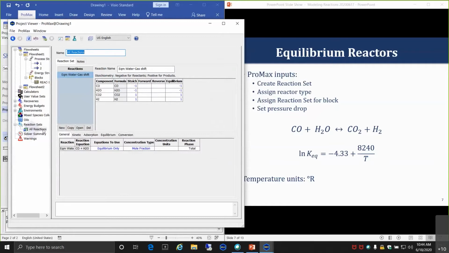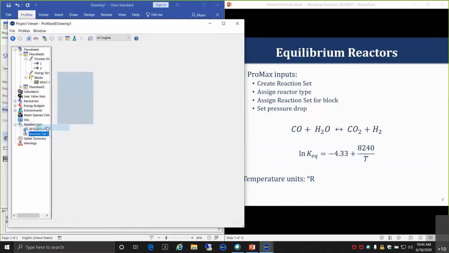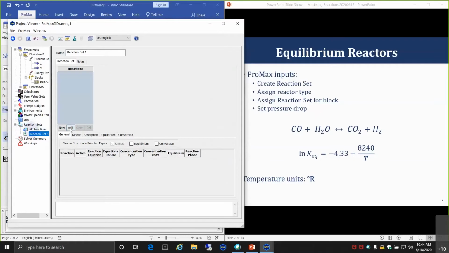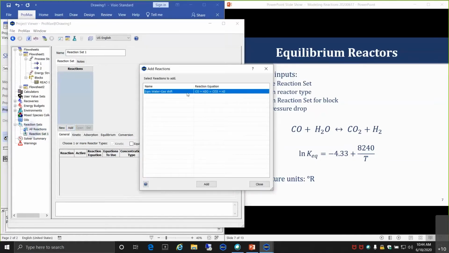So this all reactions set is all the reactions in our project. What we really want is a subset of all the reactions in our project. So to create a subset, we right click on reaction sets and select add. And then we can add the subset of reactions that we want in this particular set. Right now, there's only the one.